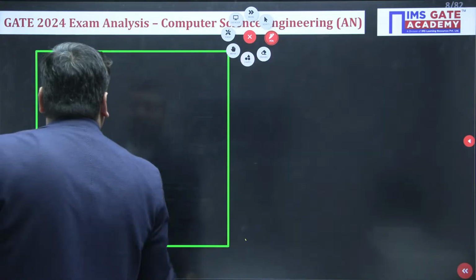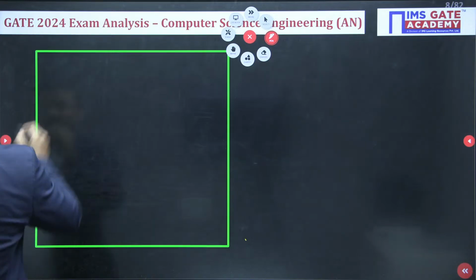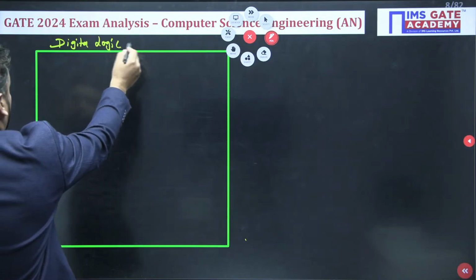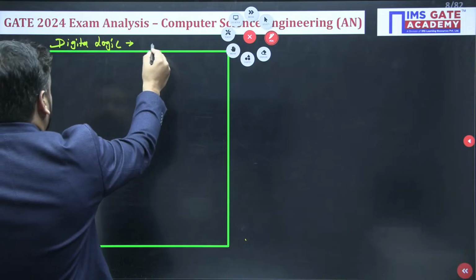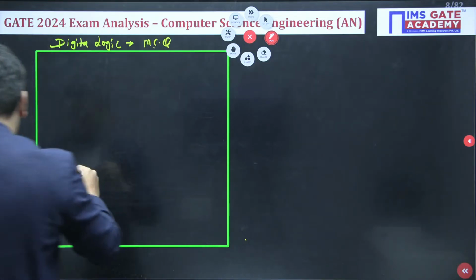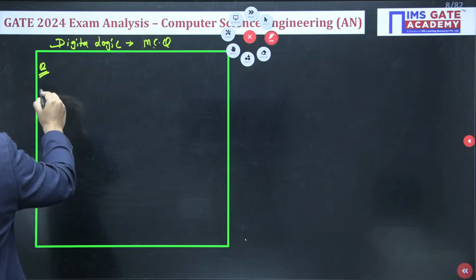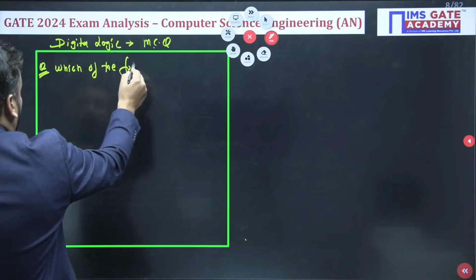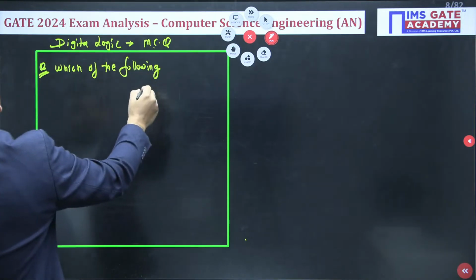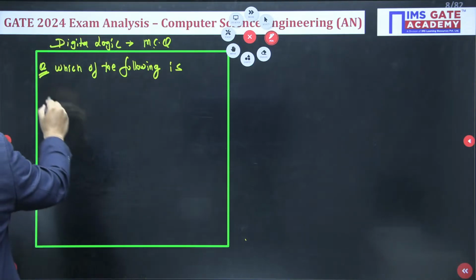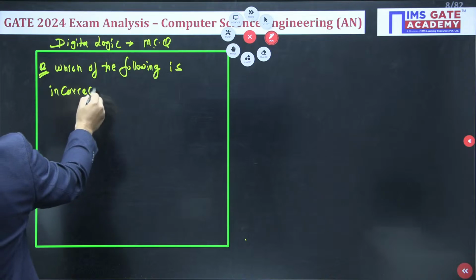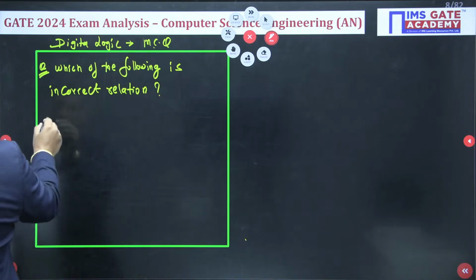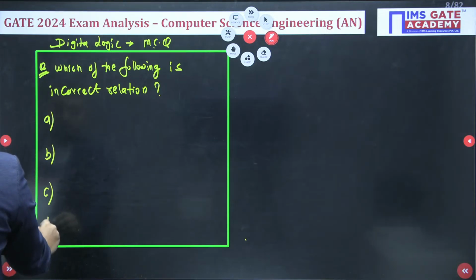So what will be the question guys? The question is here, and it is an MCQ by the way. Question from digital logic, based on the Boolean properties, and the question is MCQ. The question is, which of the following is an incorrect relation? So option A, option B, option C, option D.